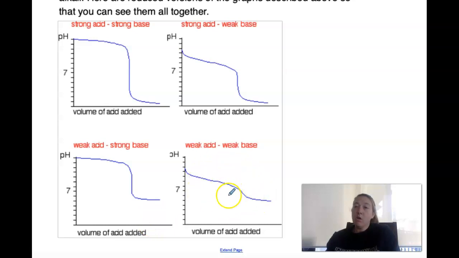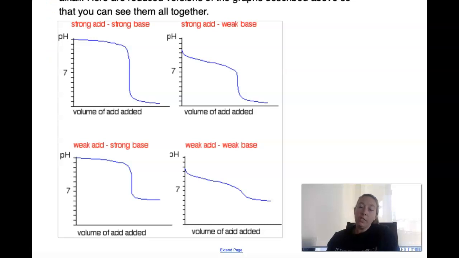Then we have the last combo, which is a weak with a weak. We get more of that rolling hill. The middle of the vertical goes back to 7. And we don't have any of that classic S shape, right? At least with the other two, we have half of it, right? So in this one, we have the upper half, and in this one, we have the lower half. In this, we don't have any of that classic S shape, which is how I can recognize that it was a weak with a weak.